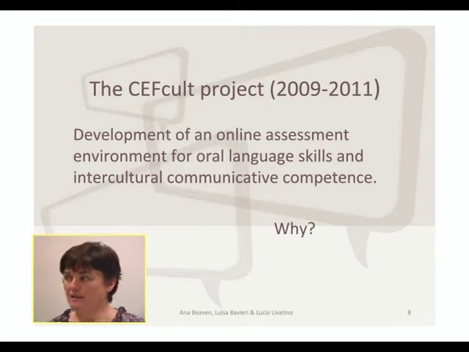The CEFcult project was a project that moved on from WebCEF. At the root of it was the WebCEF tool, but we decided that it would be interesting to develop an online assessment environment this time, not just a tool, but also an environment, therefore also including the tasks which we decided to write in the form of scenarios, as well as the tool itself, and also to consider not just the assessment of language skills, but also of intercultural communicative competence. Why did we think this was important?